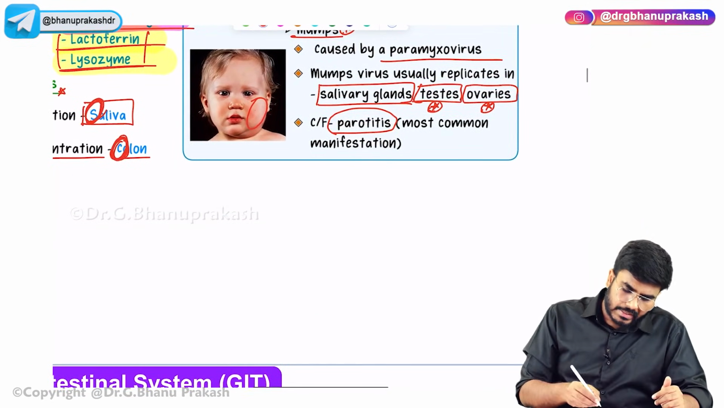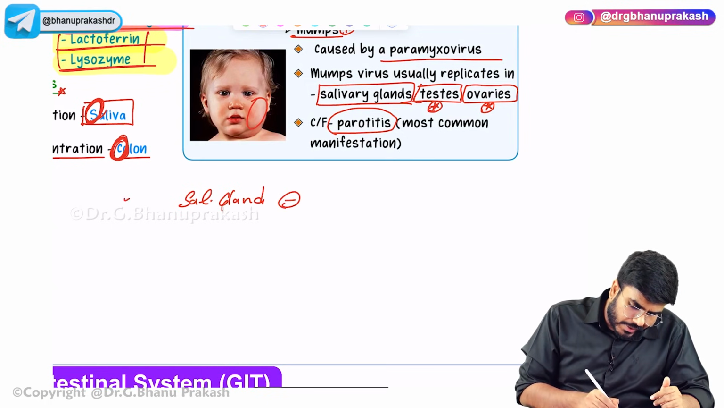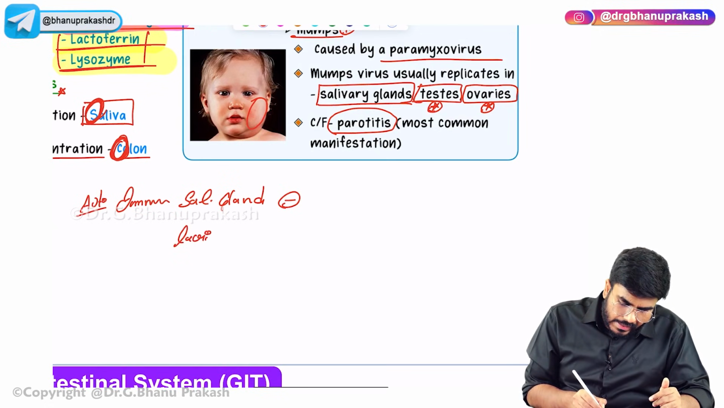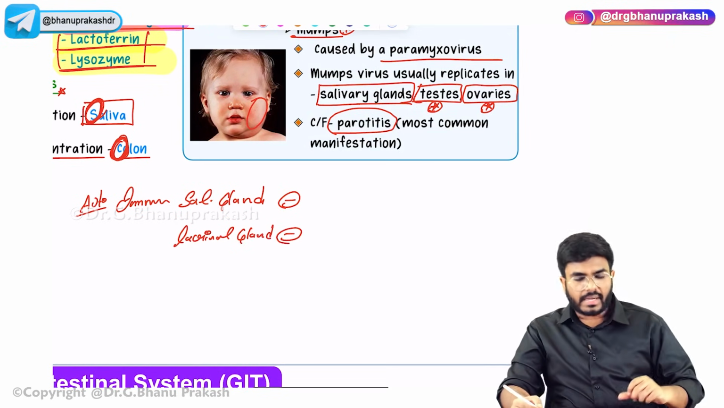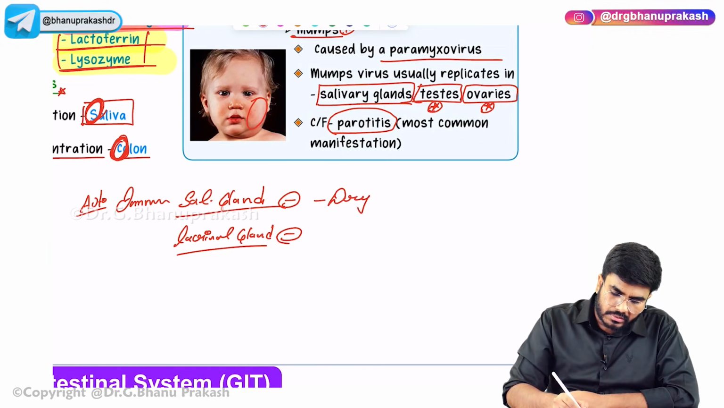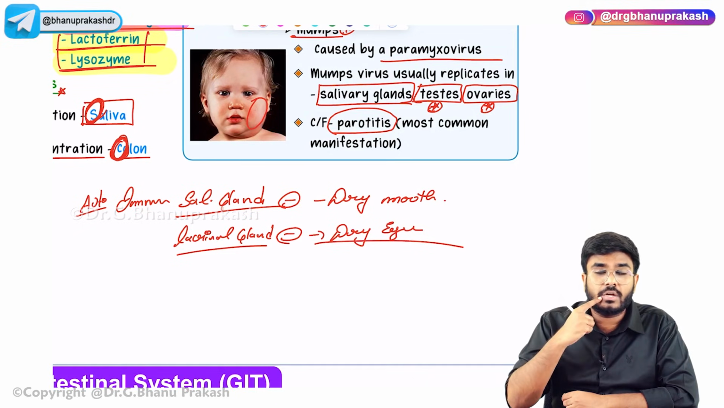A recent question was there. See, there is a condition in which the salivary gland is destroyed. Immune mediated damage, autoimmune. So autoimmune destruction of salivary gland as well as lacrimal gland. Both are damaged, leading to dry mouth as well as dry eyes. That is xerophthalmia and xerostomia. Xerophthalmia, dry eyes, and xerostomia, dry mouth.